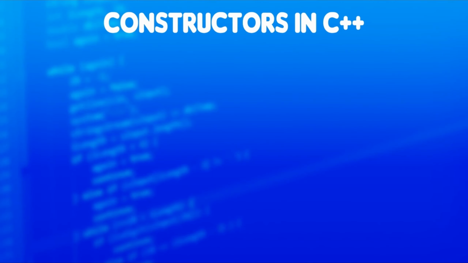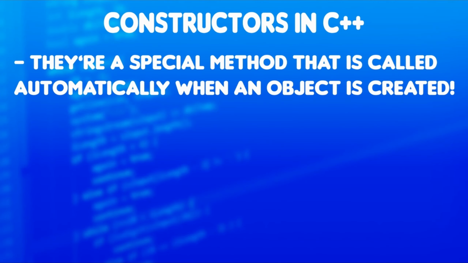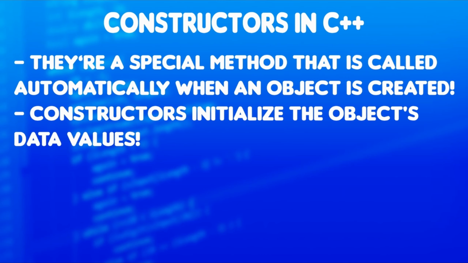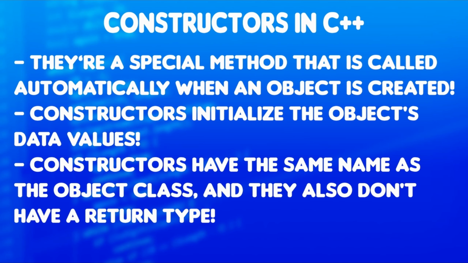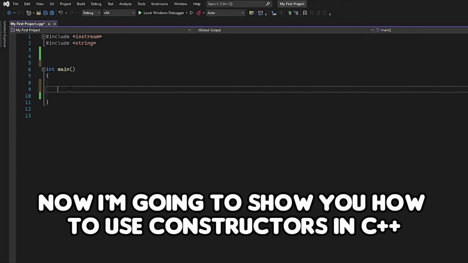So, what are constructors? Constructors are a special method that is called automatically when an object is created. The purpose of constructors is to initialize the object's data values. Constructors have the same name as the object class, and they also don't have a return type. Now I'm going to show you how to use constructors in C++ programming.